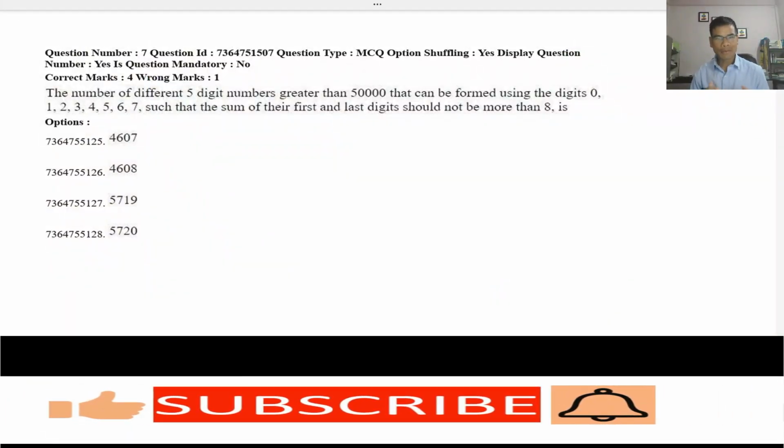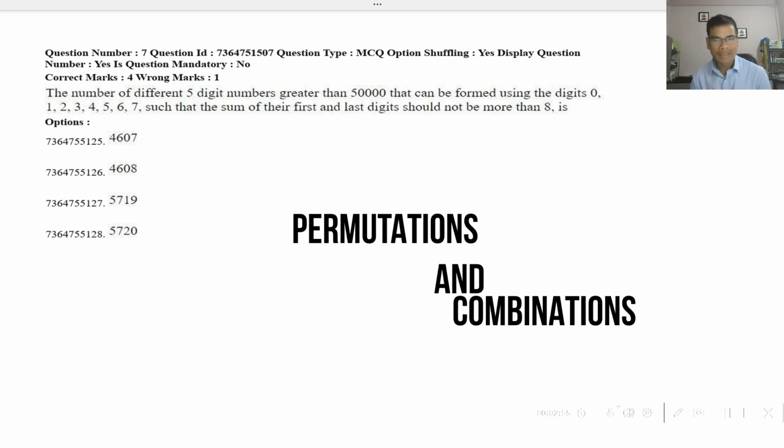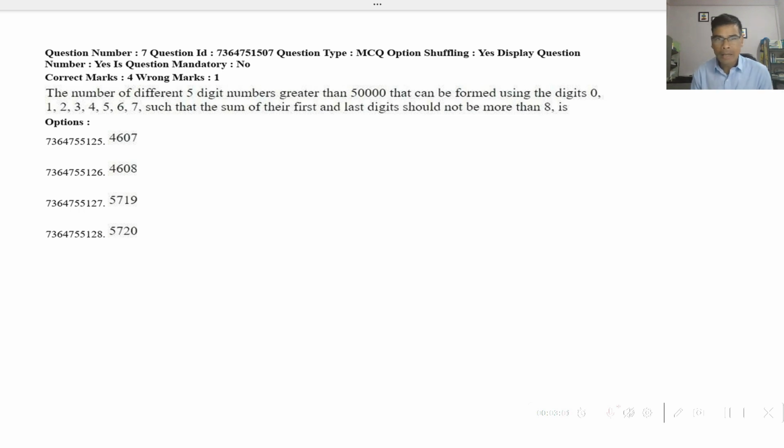This question is from the previous year's question paper of JEE Main exam 2025. So the question is from the topic of permutation and combination. Here the problem is we have to find the number of 5 digit numbers that we can form by using only the given digits, with the condition that each of those 5 digit numbers should be greater than 50,000. So that is the first condition.